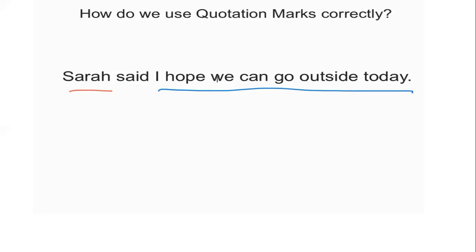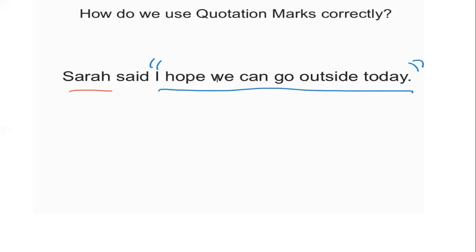Remember, there are two sets of quotation marks that we need to add. Our first set of quotation marks go at the beginning of the dialogue. In this example, "I" is the first thing that Sarah says, so the quotation marks need to go in front of the word "I." We also need quotation marks at the end of the dialogue. In this example, "today" is the last word that Sarah says, so our quotation marks go after the word "today."